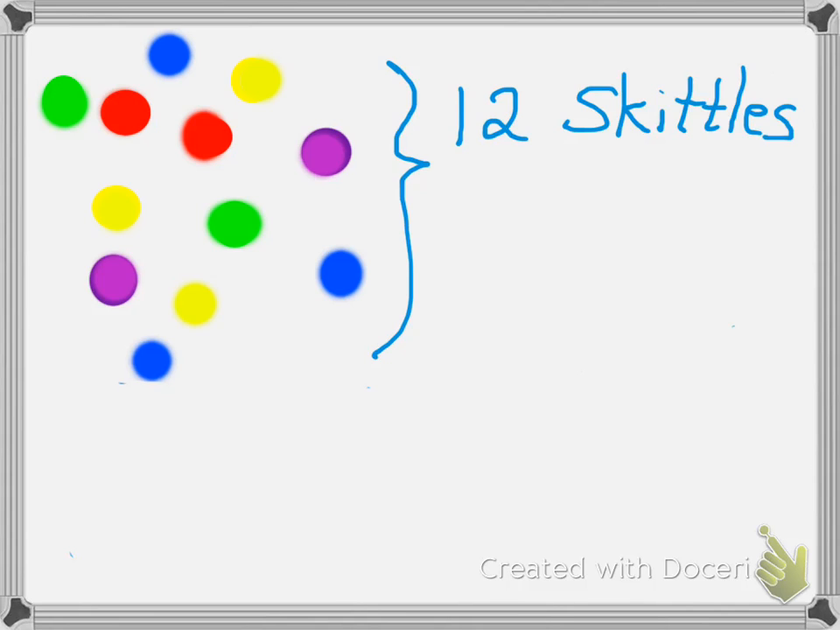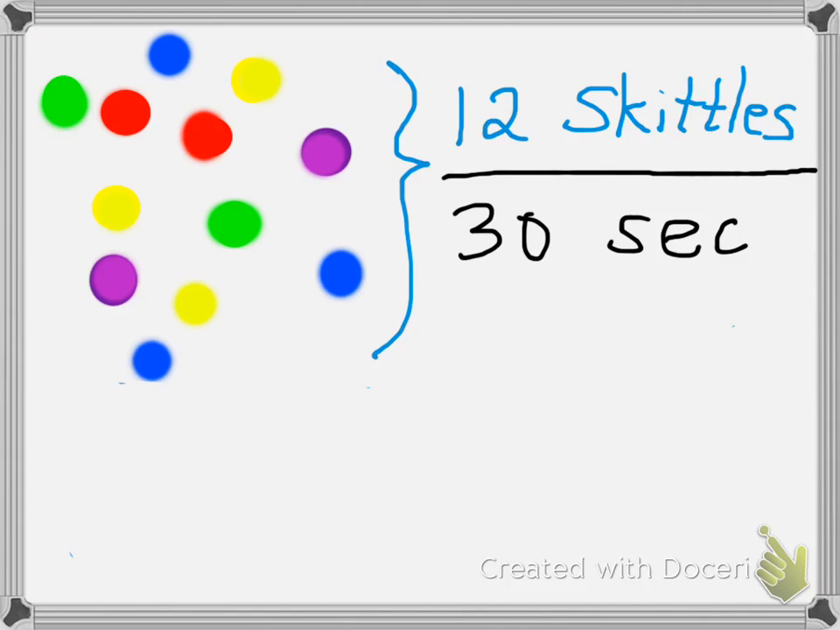So let's just pretend that what I have here on the screen, the little dots, are little Skittles, and there are 12 Skittles. And let's say that you wanted to see how long it would take you to eat them, so you ate them. And you notice that it took you 30 seconds to eat all 12 Skittles. So we could say that that's a rate, that you can eat 12 Skittles in 30 seconds. So we could write it as a fraction, as a rate, or as a ratio.